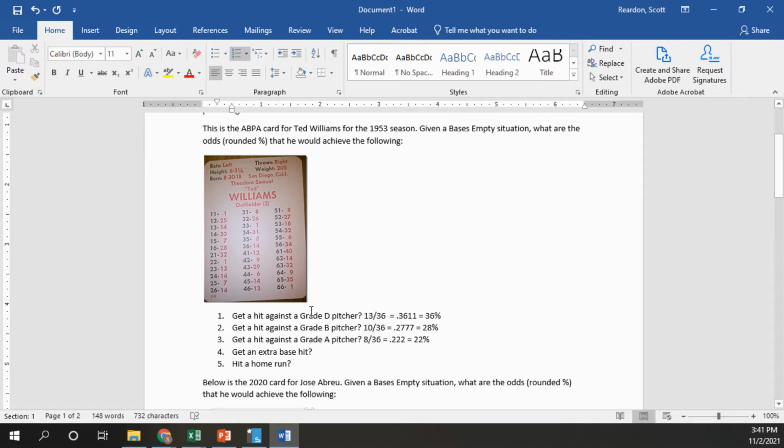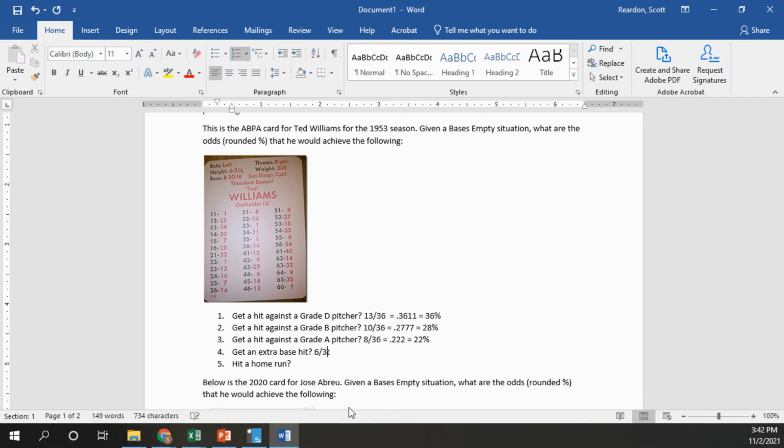Well, how many extra base hits are on here? 11, 22. Well, I should say 22 is the second extra base hit. 33 is the third extra base hit. 44 is the fourth extra base hit. 55 is the fifth extra base hit. Anything 6 or less is going to be an extra base hit, and 66 is a 1. That's another extra base hit. He has 6 different possibilities of an extra base hit on his card.